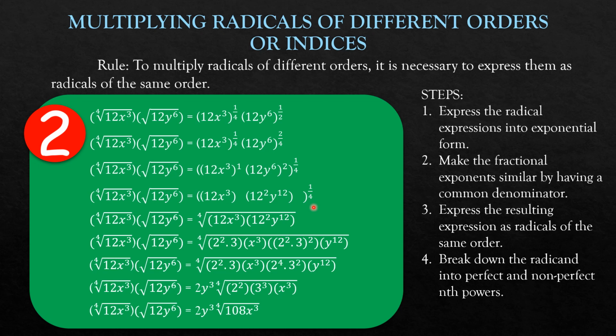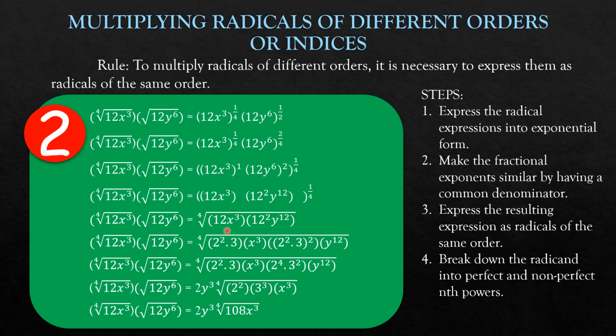Next, express the resulting expression as radicals of the same order. So, ang gagawin natin, ibabalik natin ulit siya sa radical form. So, si 1/4 po is the same as 4th root. So, ito, 4th root of, so yung radicand natin, ito lang po yan, lahat na yan. So, quantity 12x cubed times 12 squared y raised to 12. Then, step 4, break down the radicand into perfect and non-perfect nth powers.